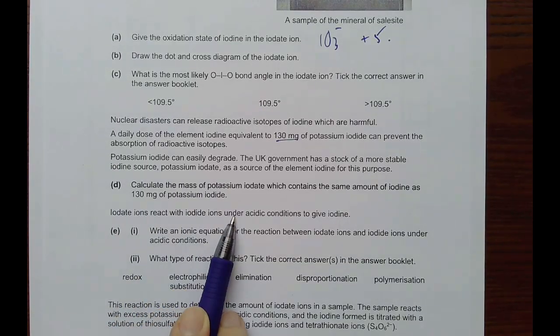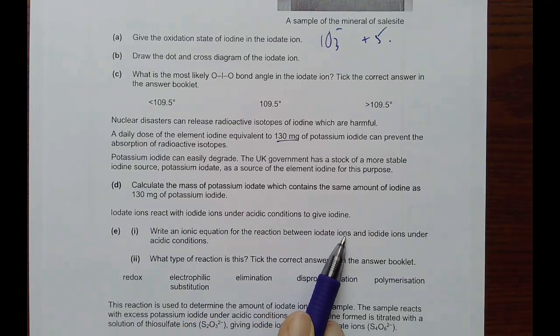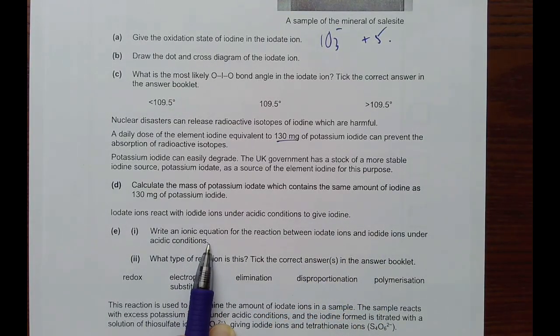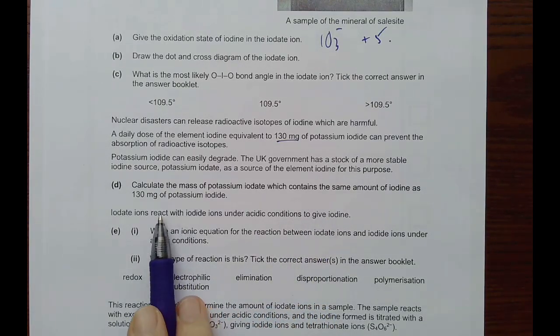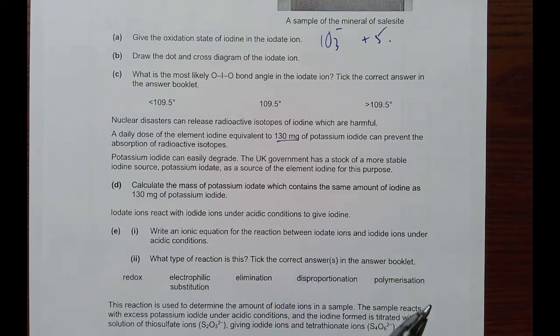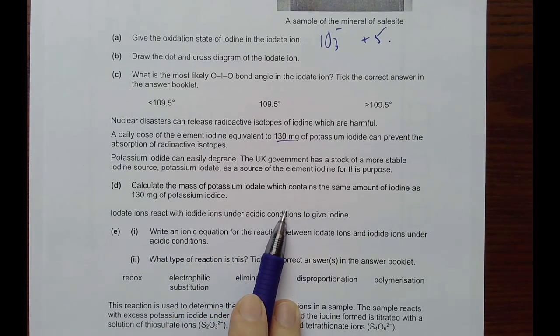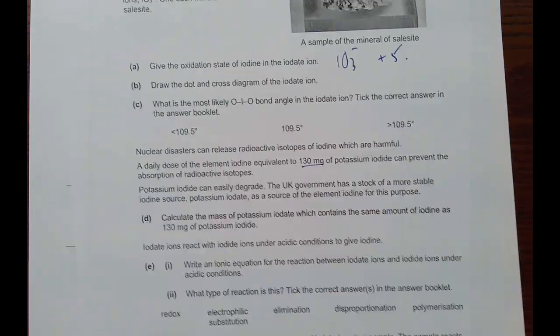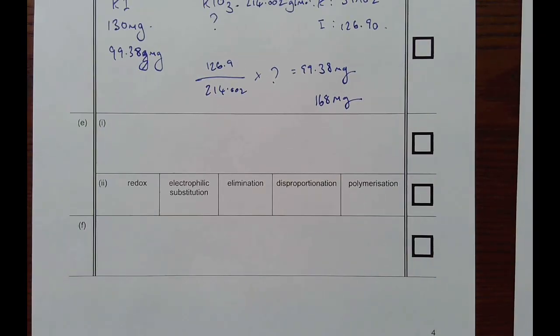Iodate ions react with iodide ions under acidic conditions to give iodine. Okay, great. Write an ion equation for the reaction between iodate ions and iodide ions under acidic conditions. You're only given one product, which means we can assume that the iodate ions form iodine and the iodide ions also form iodine under acidic conditions. Now, in order to do this question, there's a method for balancing redox equations under acidic conditions. If you don't know it, what follows might be a little bit tricky to understand, but this is how I would do it.